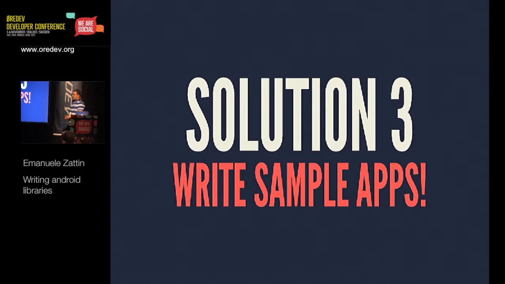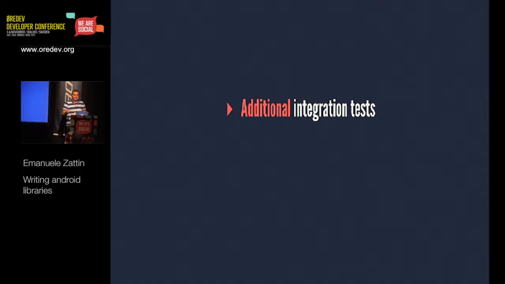The third solution to the testing problem is to write some sample apps. That might be a bit weird to think about, but there are some reasons. First of all, they act as additional integration tests. You have your unit tests that test the single methods, but the application tests the whole library as a whole.